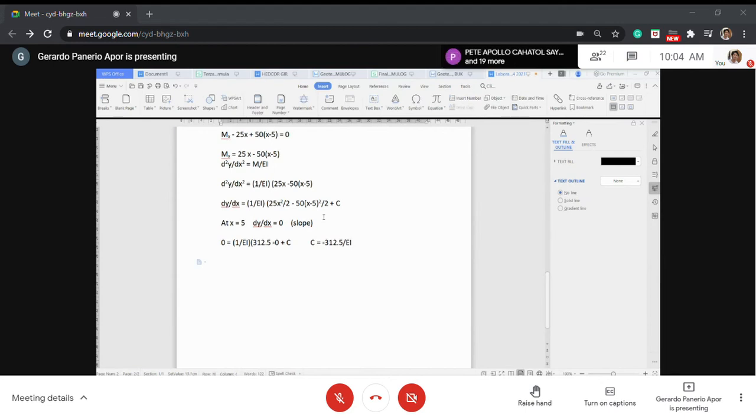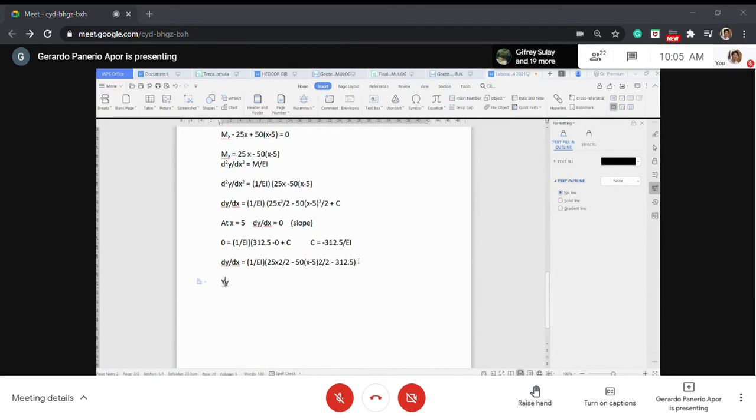So we will write again the dy dx here is equal to 1 over EI times 25x squared minus 50 times (x minus 5) squared divided by 2, and we have minus 312.5 over EI. We can put that one inside the parentheses, but factor EI to the other side. Now, if we want to determine the y again, we have to integrate this.